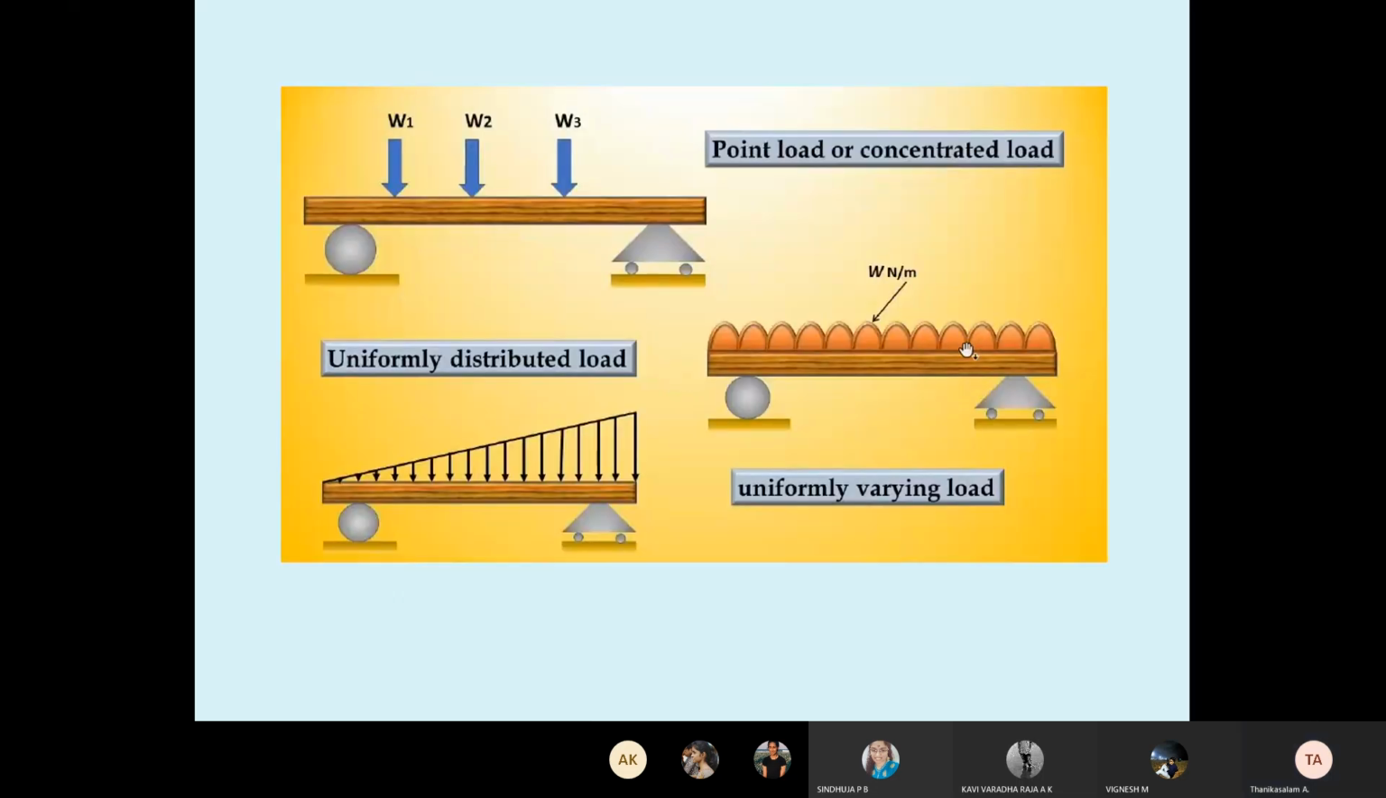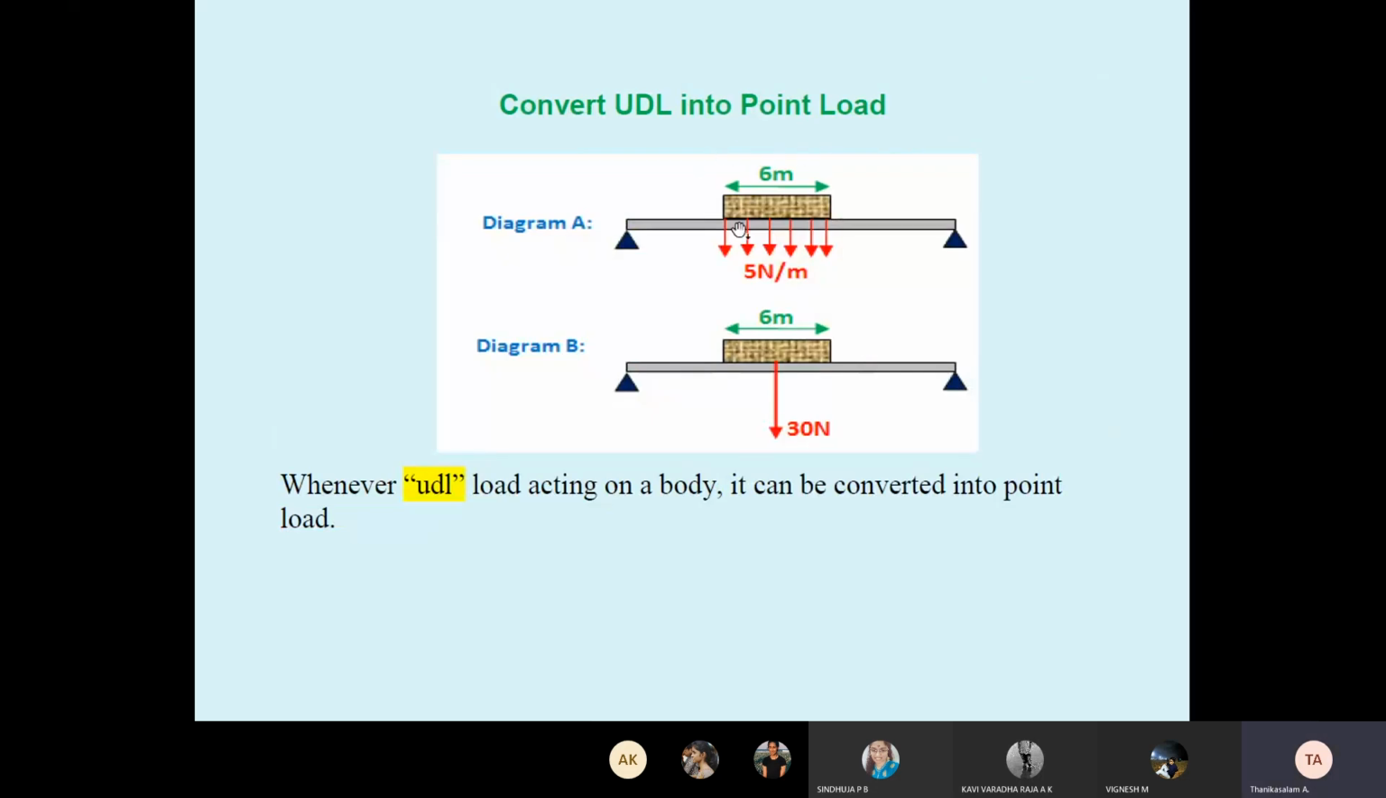Uniform distributed load. Students, whenever uniform distributed load is given, you have to convert to point load. How do you convert to point load? Take it as a rectangular area. So for example, I given 6 into 5, 30. Where is it acting? Middle of the 6 meter.